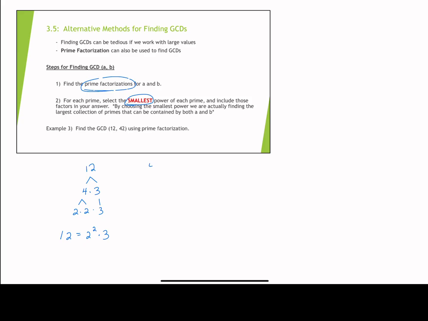If we do the same thing for 42, we can see that 42 can be broken down as 2 times 21. And again, 2 is prime, but 21 must be factored further as 3 times 7. So the prime factorization for 42 would be 2 times 3 times 7.